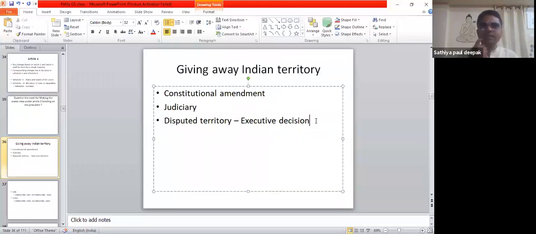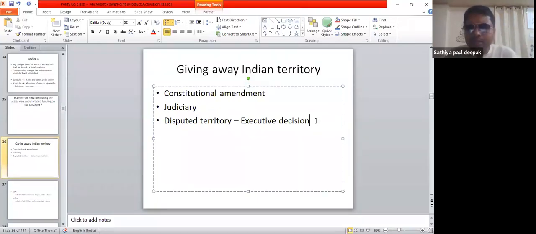Now, what is an executive decision? A decision by the Prime Minister itself. The Prime Minister and the Council of Ministers can sign and then give a disputed territory. Now, you may ask, sir, Pakistan occupied Kashmir, can we give it in this way? If the Prime Minister likes, can he give it? See, a disputed territory means it should be claimed by both countries. Both countries should claim it. Not only that, there should be mutual recognition of the claim.